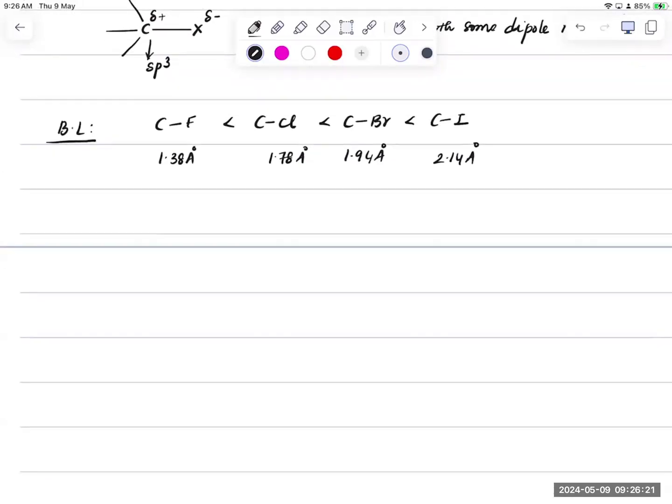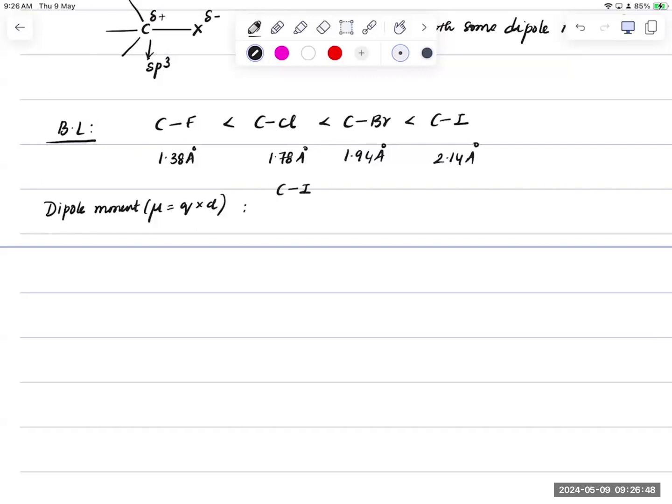We know the bond length, we know the electronegativity. Electronegativity of fluorine is greater than that of chlorine, bromine, and iodine. Now, if you measure the dipole moment, because dipole moment mu depends upon charge also, it will depend upon the distance also. Q into d, isn't it? It will depend on charge also and distance also. In that case, what has been noticed?